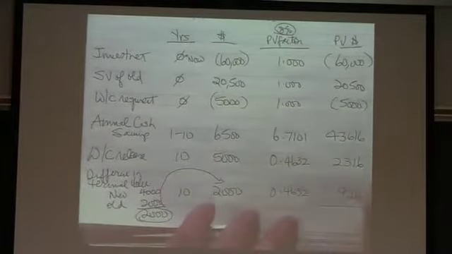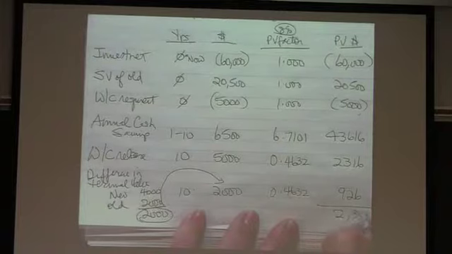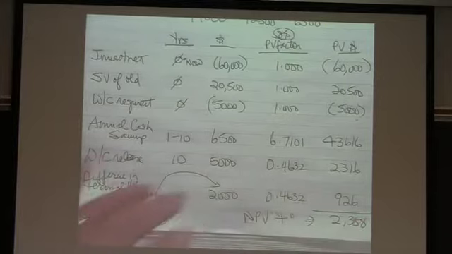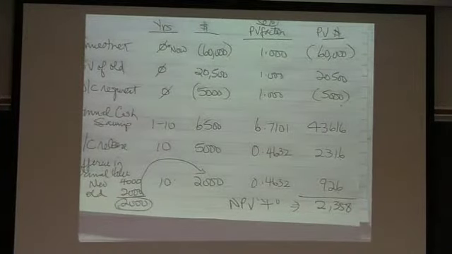You could see that when you add all this, we get 2,358. So NPV positive means that it is worth buying the new machine.